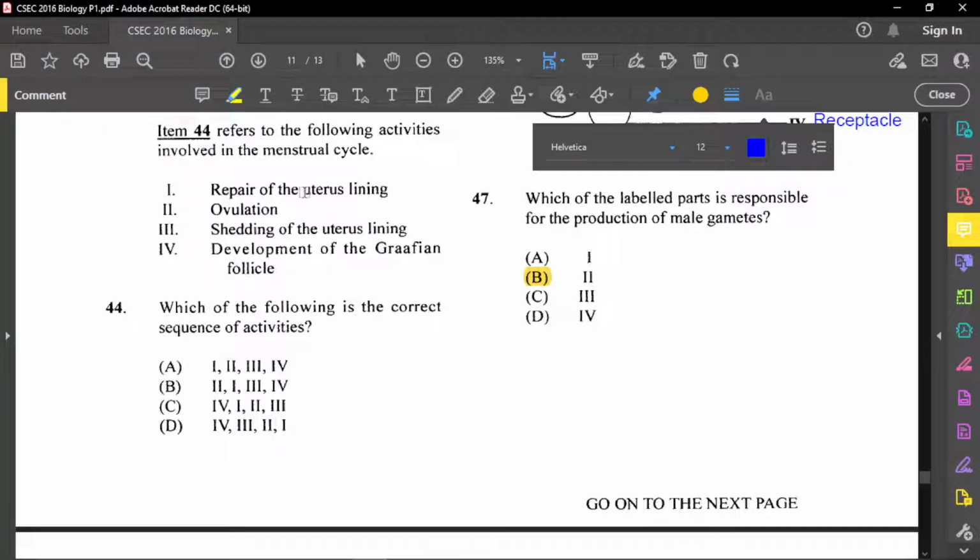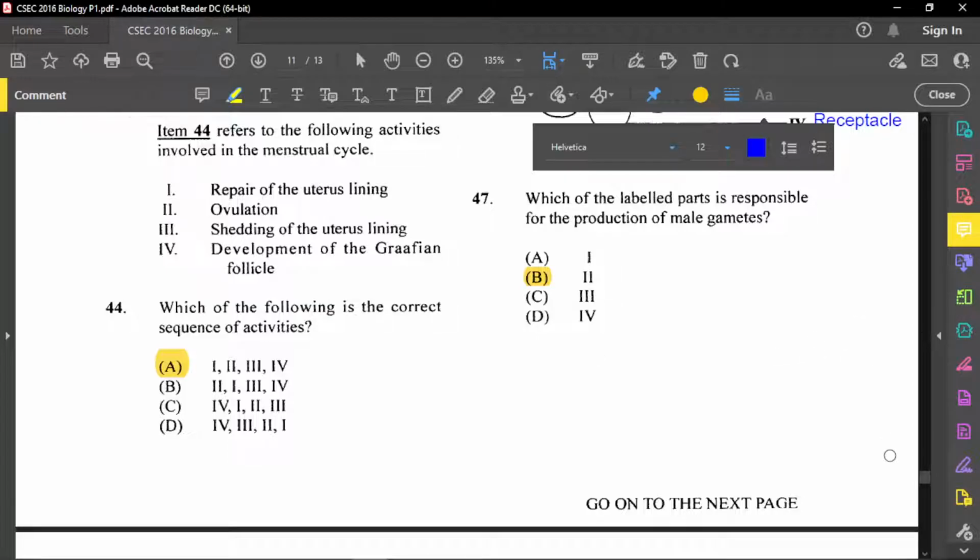So we have 1, repair of the uterine lining, then ovulation takes place, and then 3 is shedding of the uterine lining, and then development of the Graafian follicle. And truth be told, you must shed the lining of the uterus first before you develop the Graafian follicle. Because while you're menstruating, because of FSH, you're going to start developing that Graafian follicle, that egg. And so, oh my, this is actually in order, 1, 2, 3, and 4 in that specific order. Wow, they're playing tricks here. All right, so this is A for 44. So 44 is good.